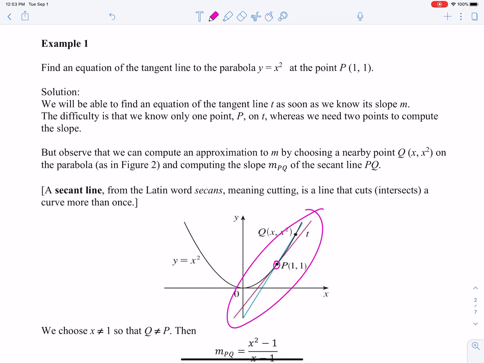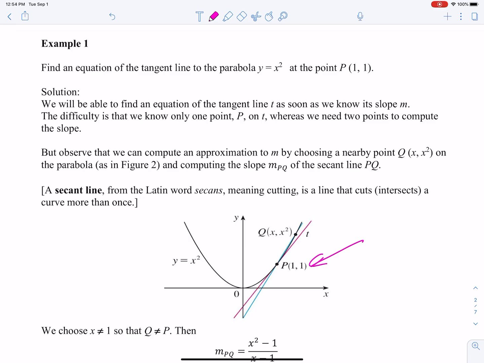All right, so now an example. We're going to find an equation of the tangent line to the parabola y equals x squared at point P, (1, 1). So that's right here. That's what we're looking at, point P, (1, 1). All right. So here's the solution.